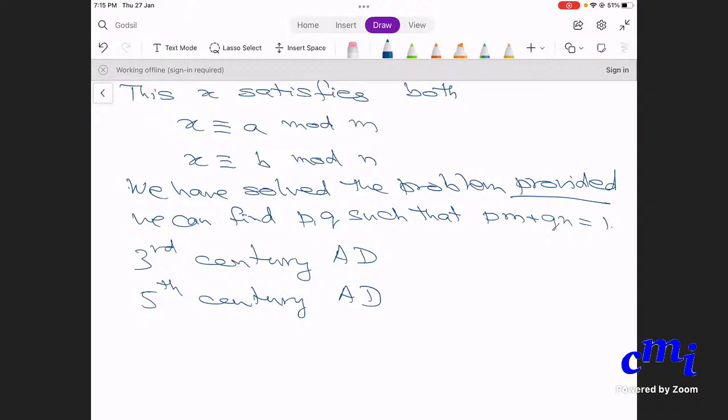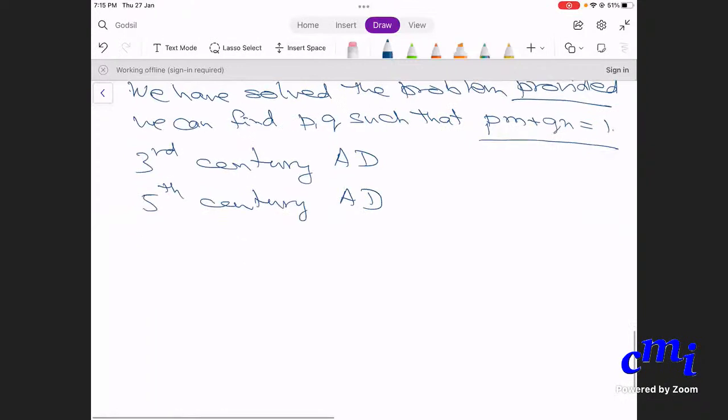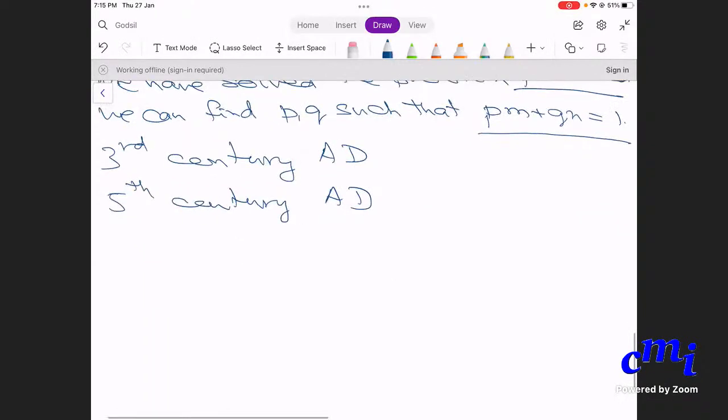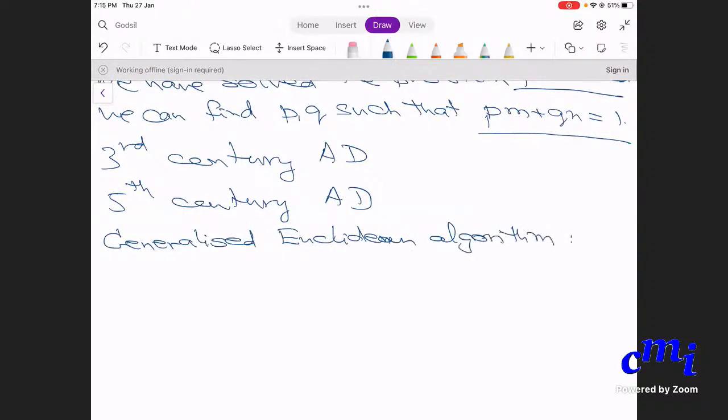So I have presented one such solution to you. We still have to solve this question: finding p and q such that pm plus qn is 1. And for this, we will appeal to what is called the Generalized Euclidean algorithm. So what does this Generalized Euclidean algorithm do? I will tell you what its input is and what its output is, and then I'll describe the algorithm.